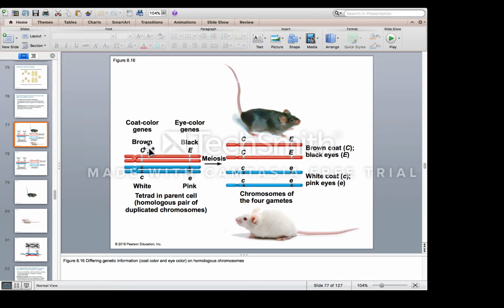The brown coat and black eyes are homozygous dominant, so that's two capital C and two capital E. The white coat is lowercase c and lowercase e. Why does it remain C and E? Because that's the coat and eye color. So brown-coated, black-eyed is dominant for capital C and E, and the white coat and pink eye is lowercase for c and e. These are the four different gametes that we're going to look at based upon coat color and eye color.